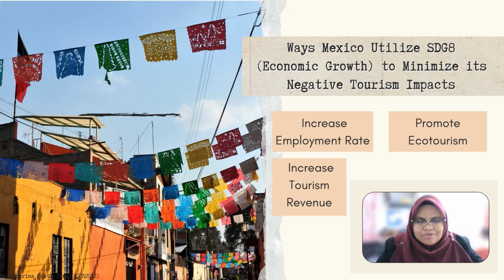After all the negative impacts that we just explored, do you know how to deal with them? Here are 3 ways to reduce the issues happening in Mexico. First is to increase the employment rate to reduce violence and crime. Next, increase tourism revenues to mitigate the high infrastructure costs, and last but not least, promote ecotourism to reduce the environmental risk.